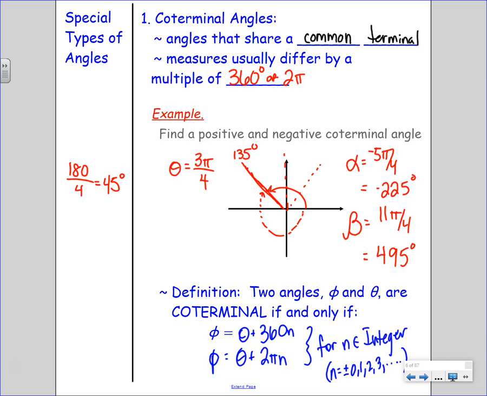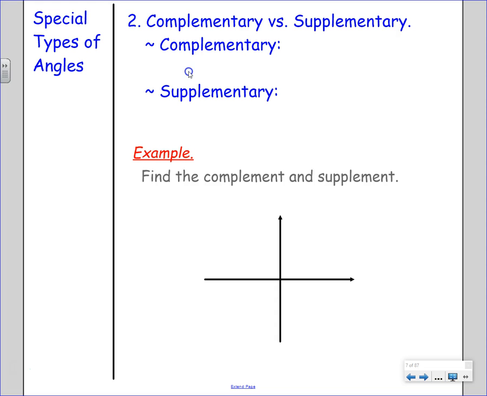Why couldn't n be a rational number? Why couldn't it be a fraction or a decimal? What would happen if I had a fraction or a decimal times 360 or 2 pi? Would it get all the way around? So I have to have full multiples of quantities. Does that make sense? I have to have full multiples of 360 or 2 pi. Okay, so those are coterminal angles. To get back around, you have to add 360 or 2 pi. You have to go one full revolution.